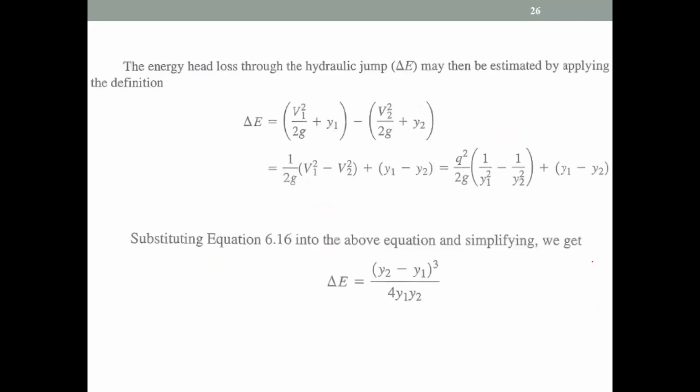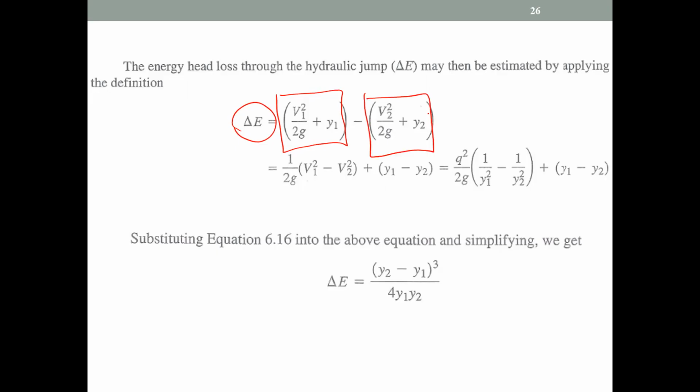Right, now, what is the energy loss in this hydraulic jump? As I said, when the flow becomes turbulent, energy starts losing, right? So what is the energy loss? That is delta E. Basically, what is the total energy, or the specific energy in this case, we had before the jump and the specific head we have after the jump? That is the head loss, right?